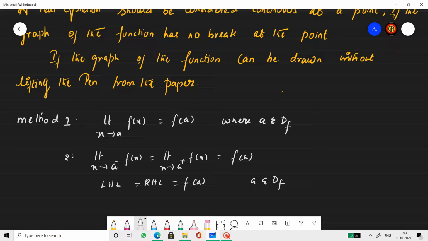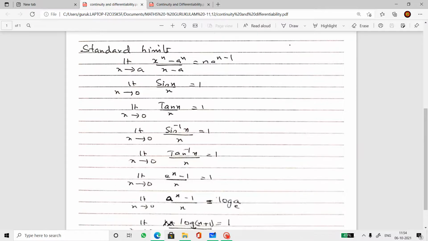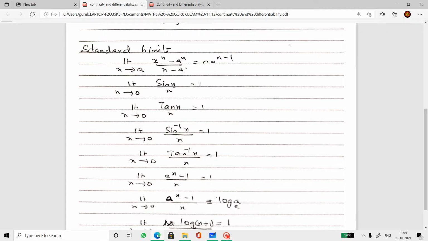Right? Now let's see questions from the NCERT textbook first. But before that, I would list out some of the standard limits. It is very important that you're aware of the results of these standard limits so that we can apply them in any sums anywhere. These are some of the standard limits that you must have used in your 11th grade in the chapter on limits, and we might be using them in this chapter also. So limit x tends to a, x to the power n minus a to the power n by x minus a, is n a to the power n minus 1.